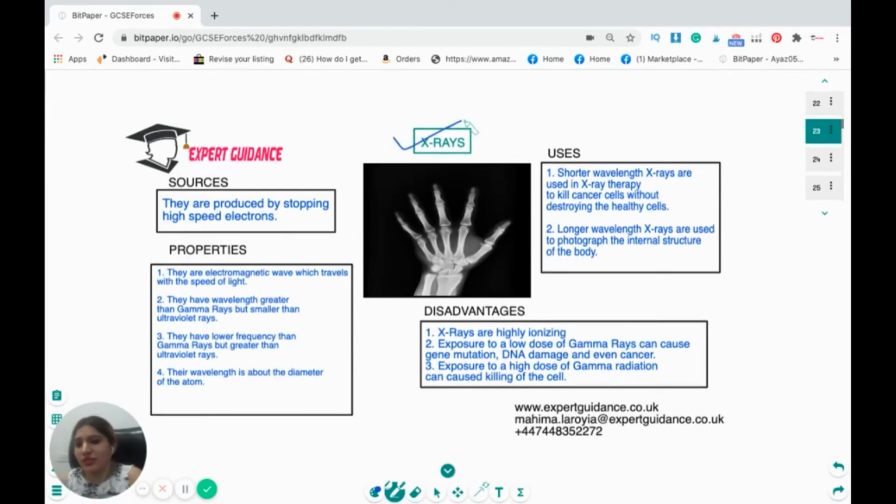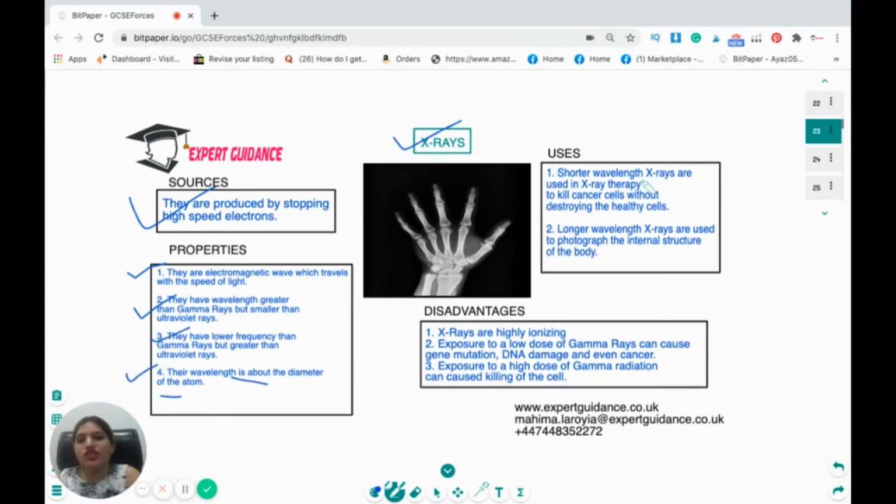Same thing goes for X-rays. They are produced by stopping high-speed electrons. They are electromagnetic waves which travel with the speed of light. They have wavelength greater than the gamma rays, but smaller than the ultraviolet rays. They have lower frequency than gamma rays, but greater than the ultraviolet rays. And the wavelength is about the diameter of an atom.